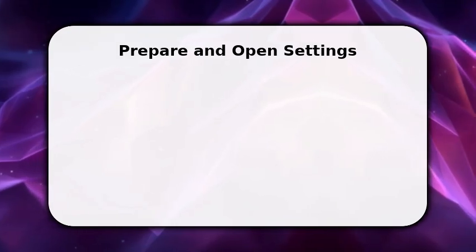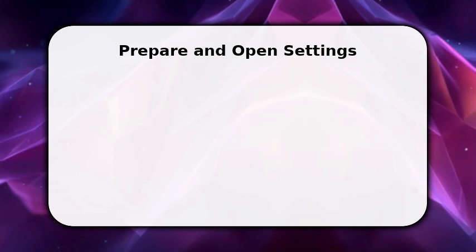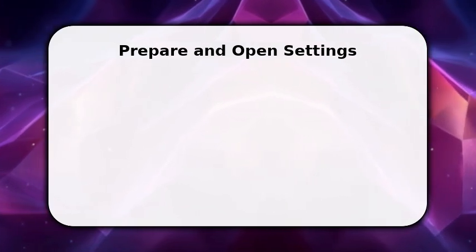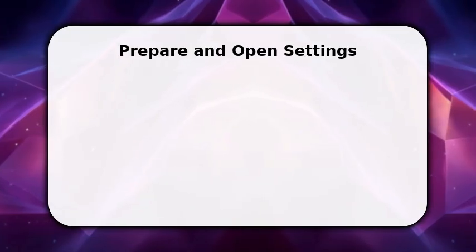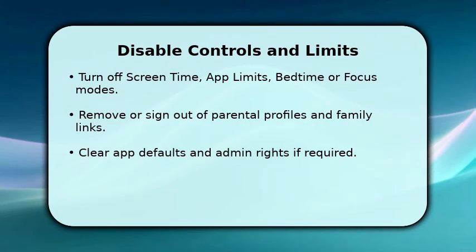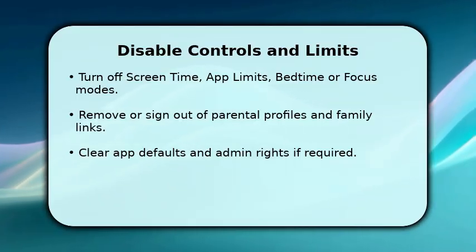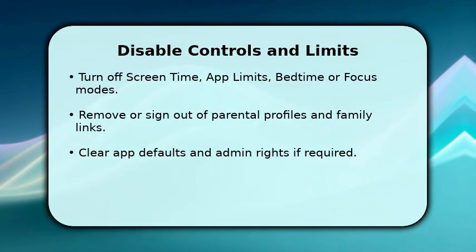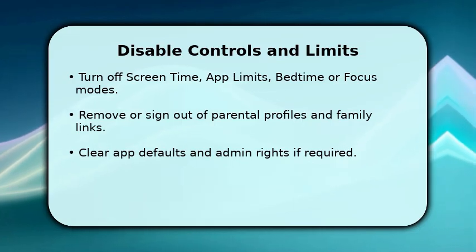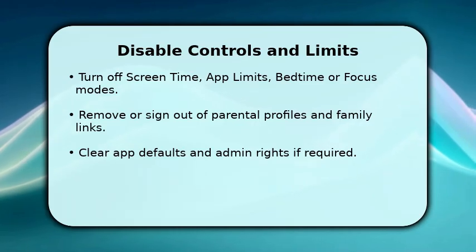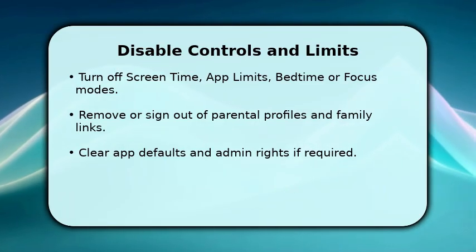Make sure to tap the Digital Wellbeing entry instead of generic parental sections so you can access screen time, app limits, and parental profiles in the next step. Next, remove active restrictions. Disable screen time and any app limits or focus/bedtime settings by toggling them off. If a parental profile or Family Link account is linked, sign out or remove that profile from family settings. This often removes remote controls.